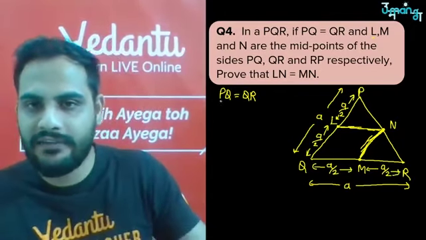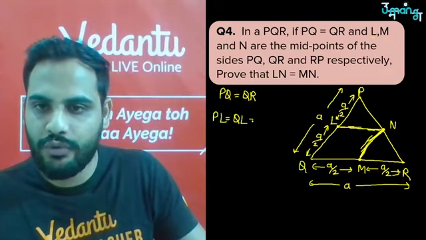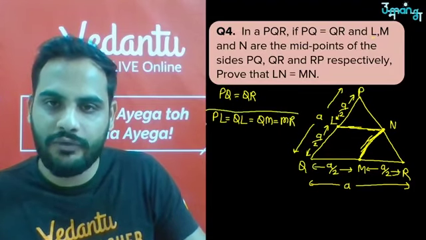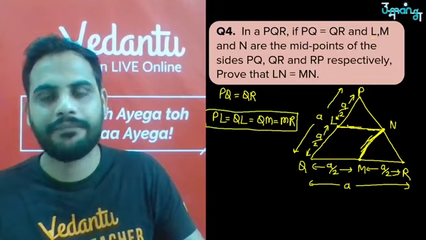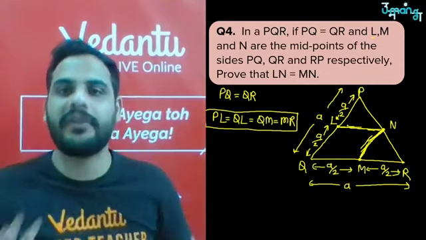Obviously, so I can say if PQ is equal to QR, I can say PL is equal to QL is equal to QM is equal to MR. All these four are equal to each other. Okay, they are midpoints. So when you draw the diagram, the examiner is also impressed by it.